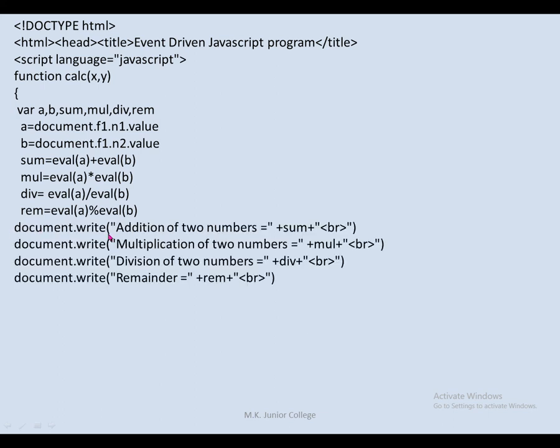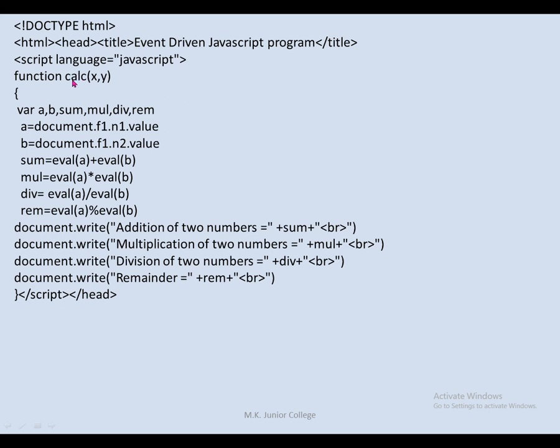Now my next job is to display all the things. So you are displaying with document.write: addition of two numbers, sum; multiplication of two numbers, mul; division of two numbers, that is div; and remainder of two numbers, that is rem. So this is the function body. Here I am closing the curly brackets, closing the script, closing the head part. So under the head you are writing this calc function. I have written the function here.